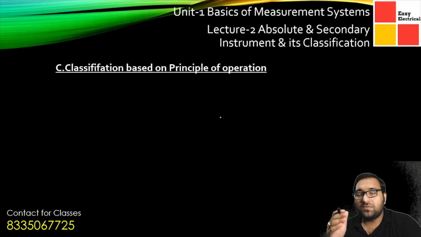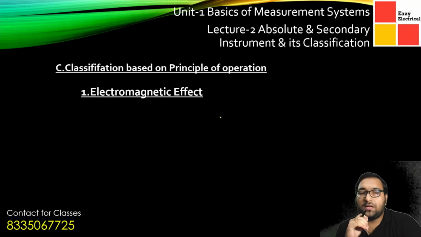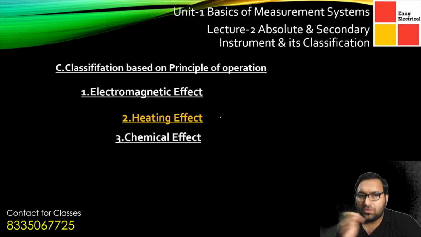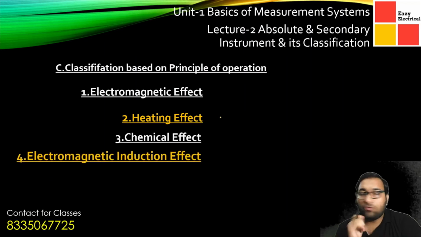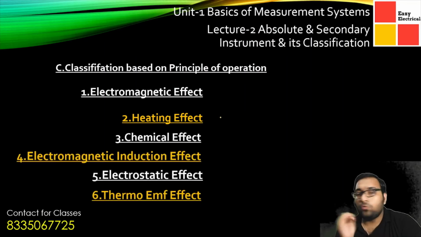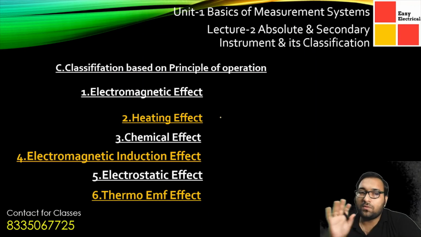So these certain principles are basically some of the examples I am showing. One is an electromagnetic effect, another is a heating effect, another is a chemical effect. So these are some of the names. Now electromagnetic induction, then electrostatic effect, then thermo EMF effect. These are some of the examples I have shown. These 6 types of principle of operation are there.